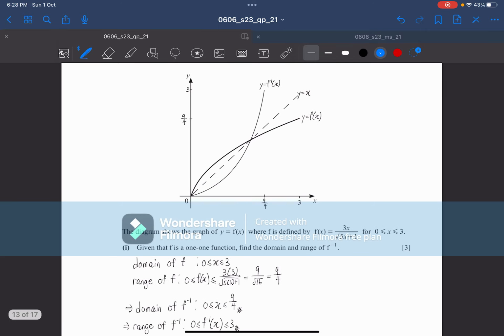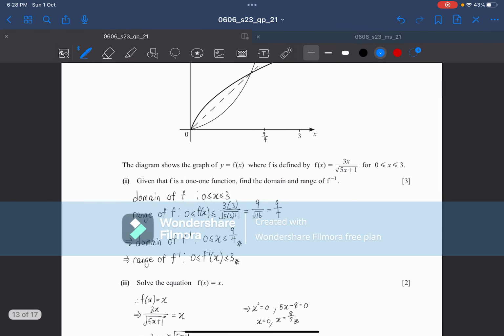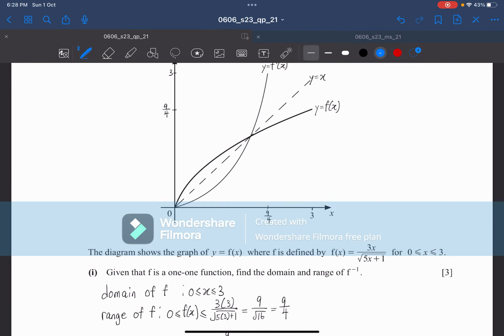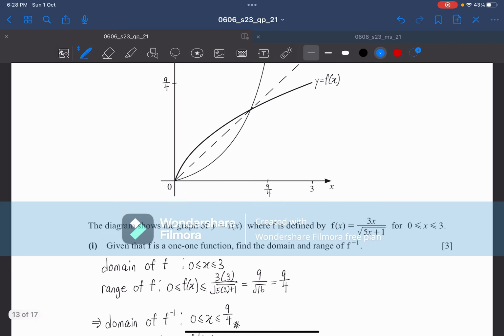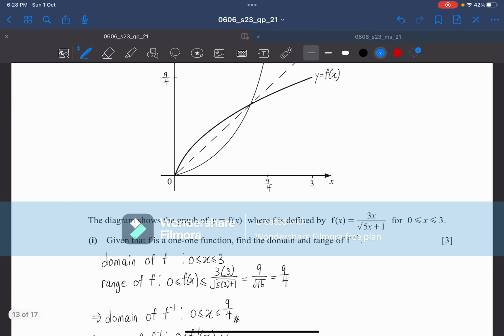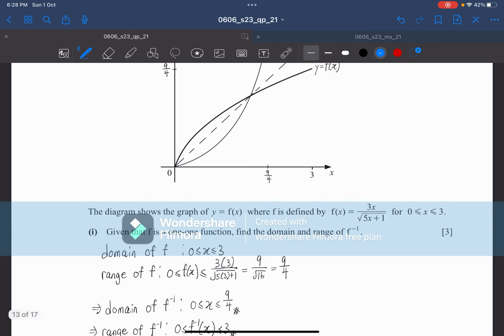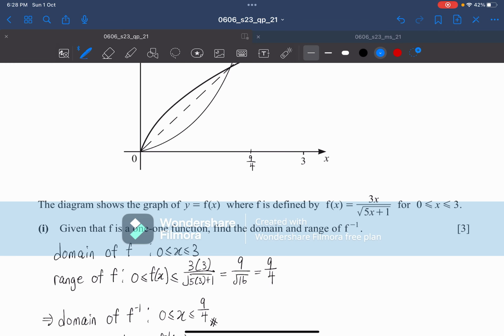All right, question A. The diagram shows the graph of y equals f(x), where f is defined by this. Now, given that f is a one-to-one function, find the domain and range of f negative 1. So you need to note that the domain of f negative 1 is the range of f, and the range of f negative 1 is the domain of f. So it's just the opposite.